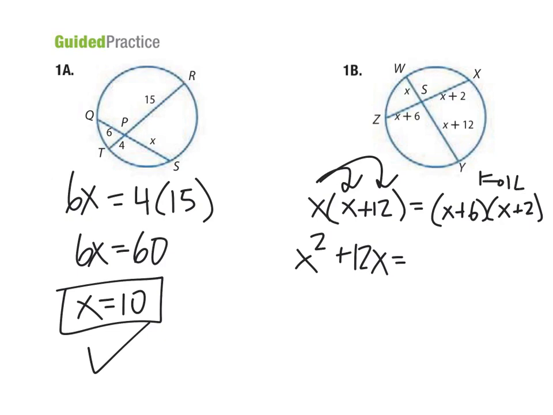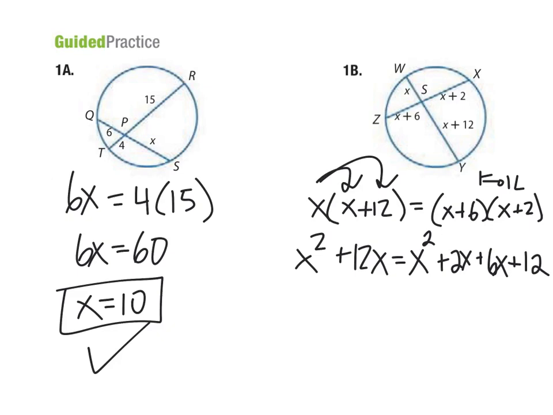The first terms are x and x. When you multiply those, you get x squared. The outside terms are x and 2, so that becomes a 2x. The inside terms are 6 and x. And then the last terms are 6 and 2. When you multiply 6 times 2, you get 12.